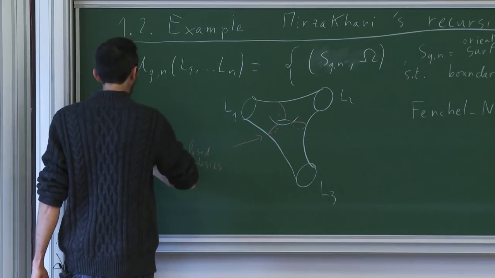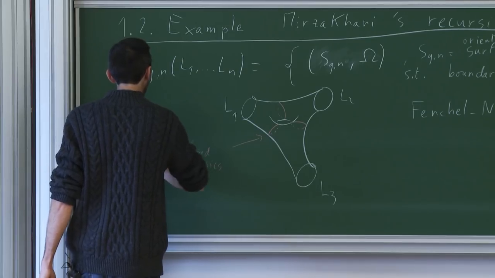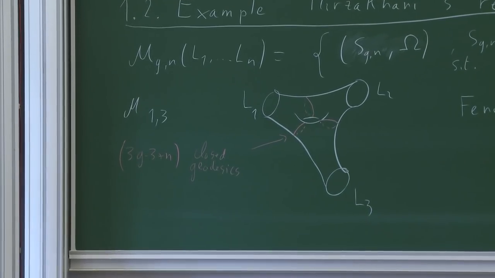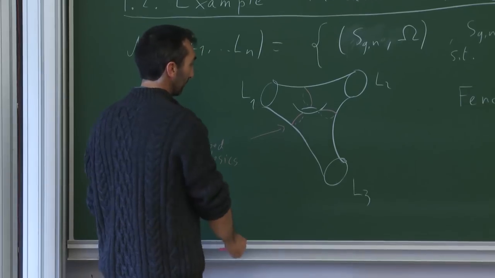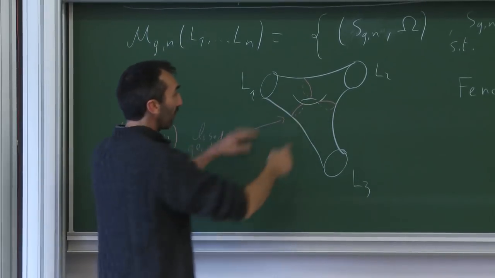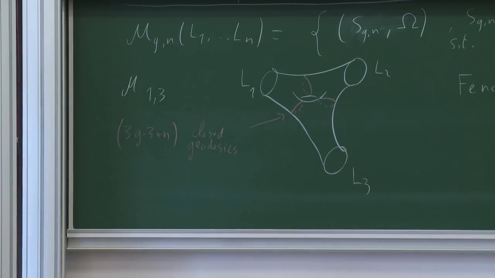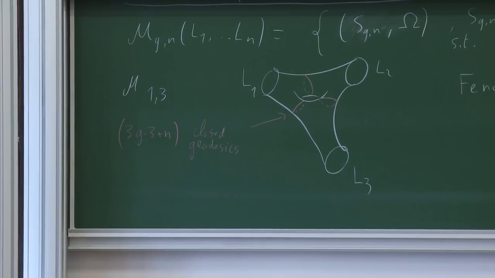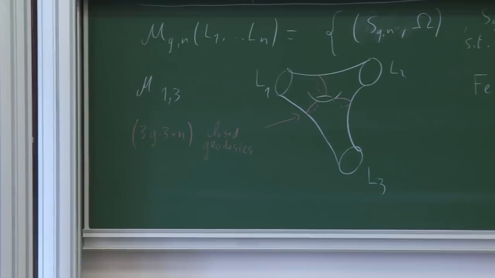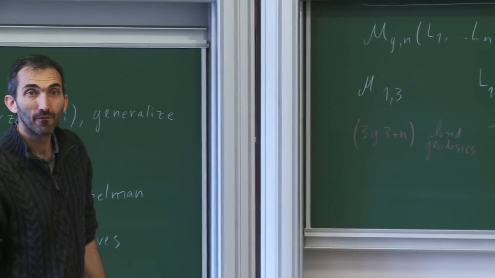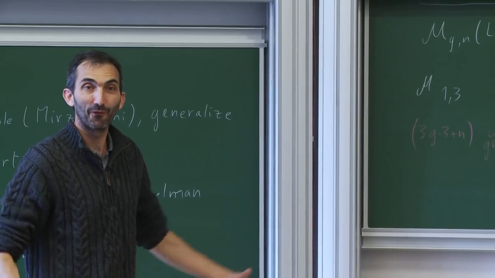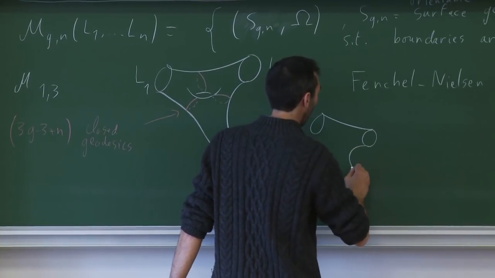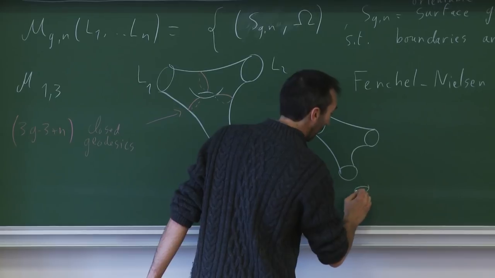In fact, you can check that there are always 3g minus 3 plus n such closed geodesics that cut the surface into pairs of pants. So here you have three pairs of pants. This way of cutting or finding geodesics that cut the surface into pairs of pants is not unique. Sorry, I didn't understand. What do you mean by pairs? Pair of pants. It's trousers. It's sphere minus three disks. So somehow you have one trouser.